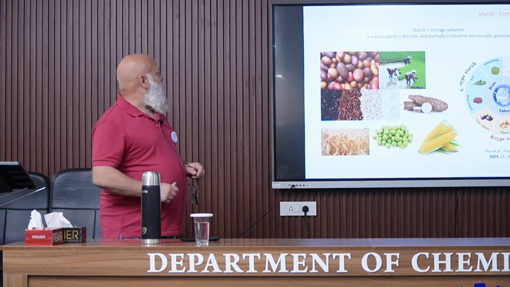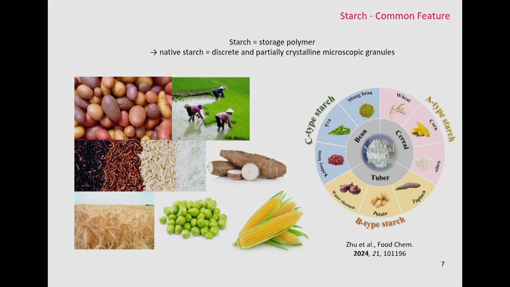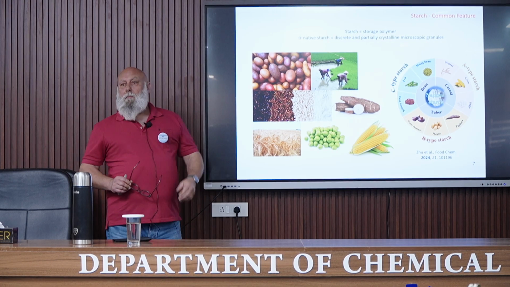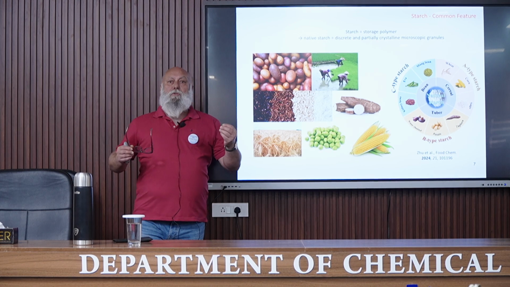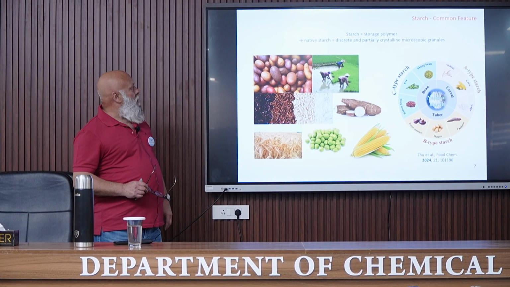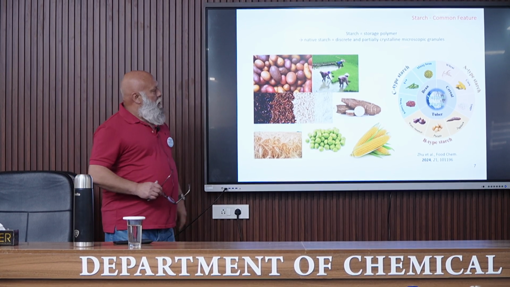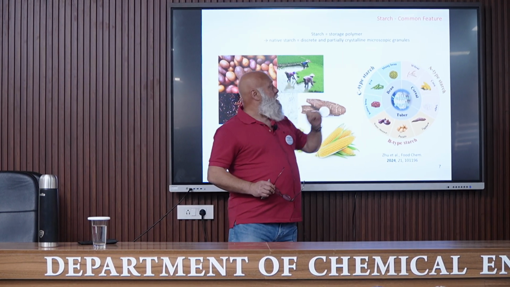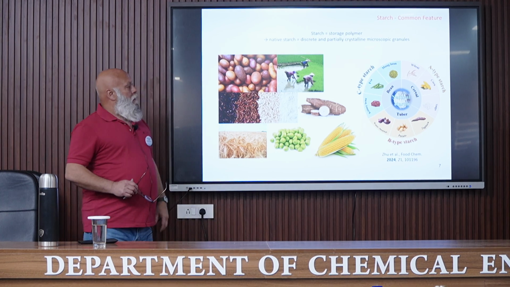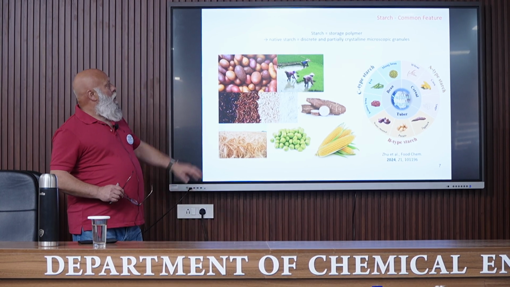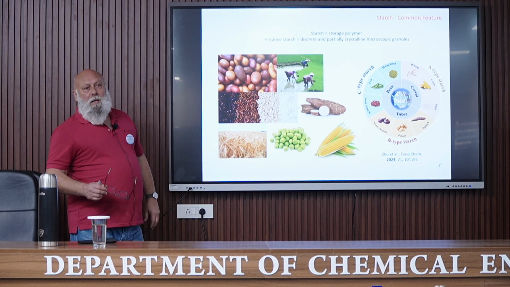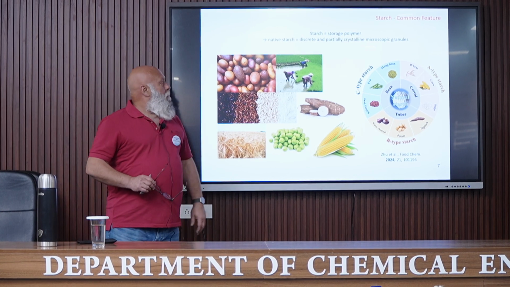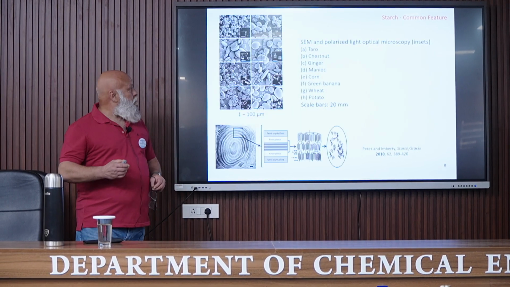So in the case of starch, the function in nature is different. It's not a structural element. It's what is called a storage polymer, meaning that for sure the form or the shape of this material will be different. You know that starch can be extracted mainly from tubers, cereals, and beans. And in this material, the starch occurs as partially crystalline or semi-crystalline microscopic granules.